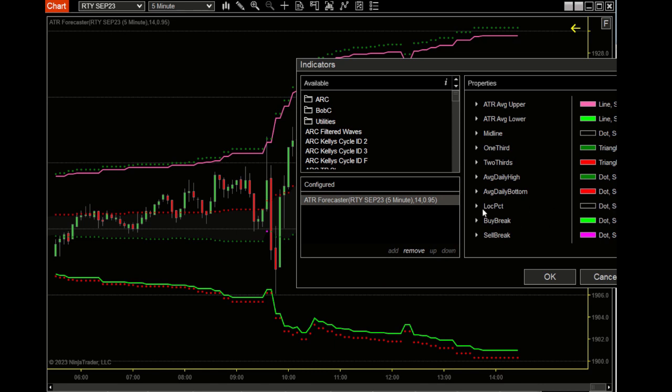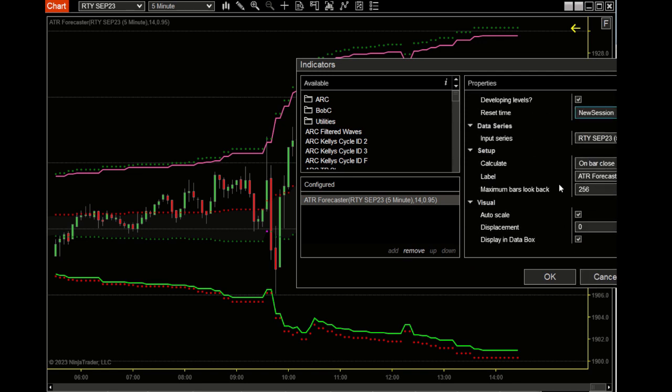You can ignore the location percent. That's internal to the indicator, it's not used. And then the buy break and the sell break, those are the parabolic SAR dots that you can change colors on. So if you want to turn them off, you can just set these to transparent. And that's about it for the indicator.